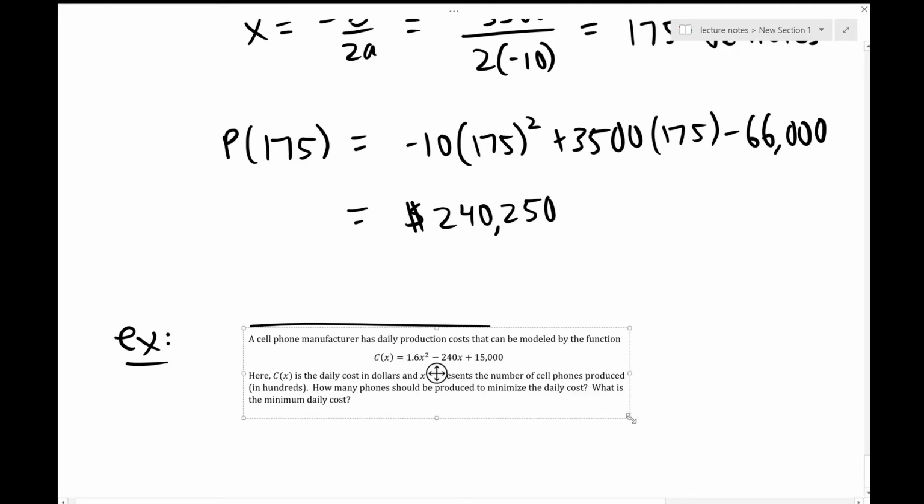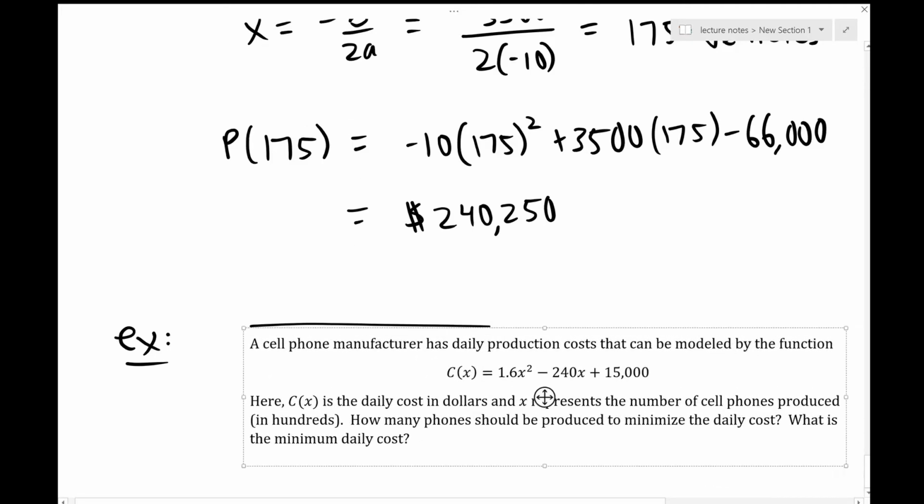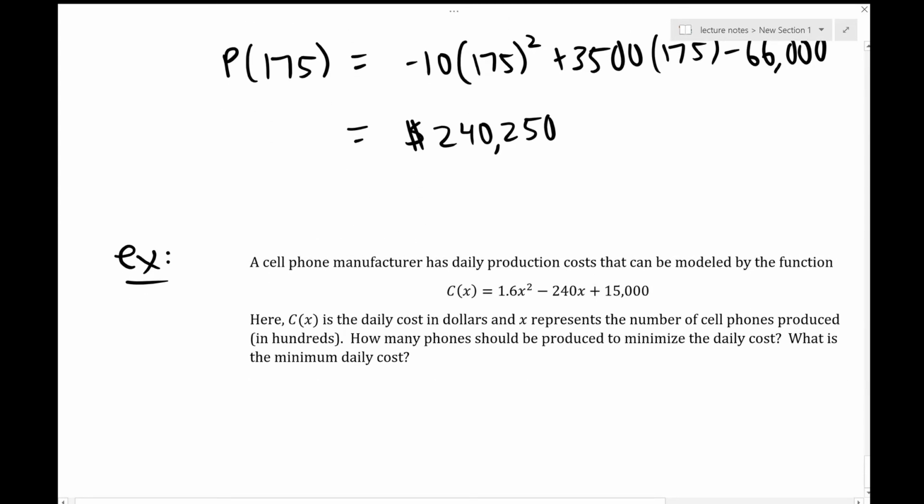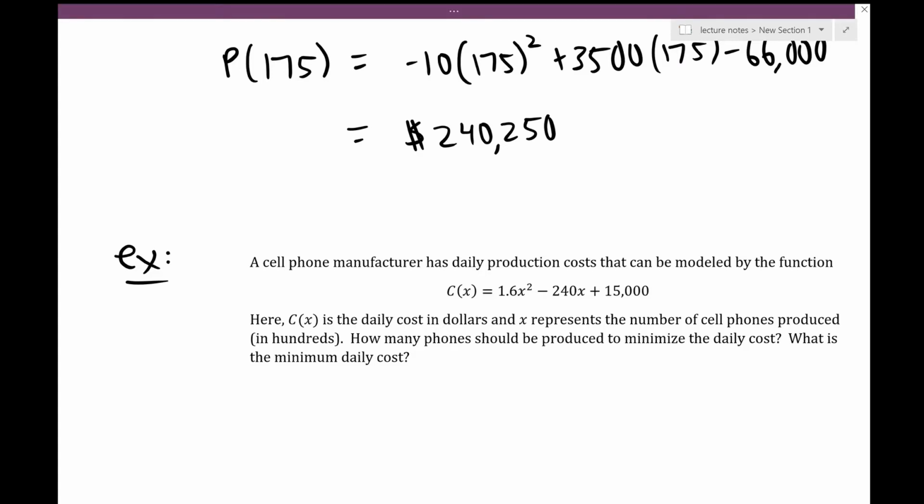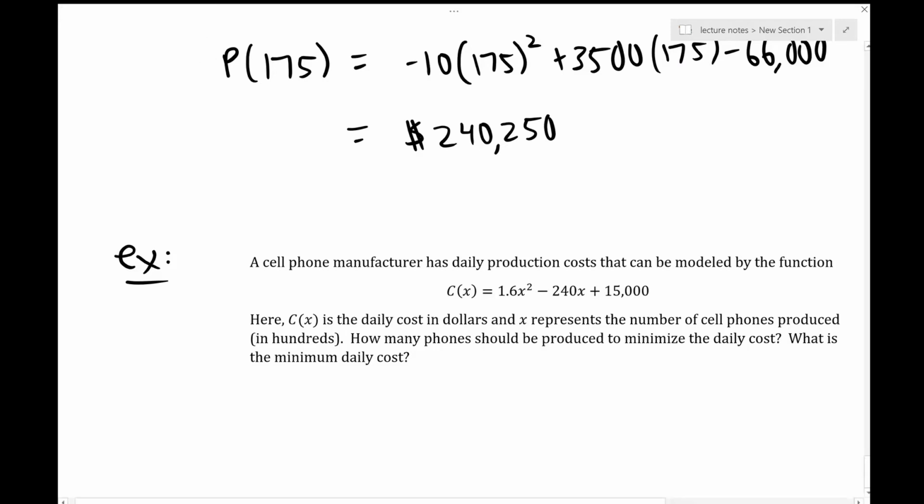In the example that we'll look at here, we're going to look at minimizing daily production costs. A cell phone manufacturer has daily production costs that can be modeled by this quadratic function, c of x equals 1.6x squared minus 240x plus 15,000. Here, c of x is the daily cost in dollars, and x represents the number of cell phones produced in hundreds.